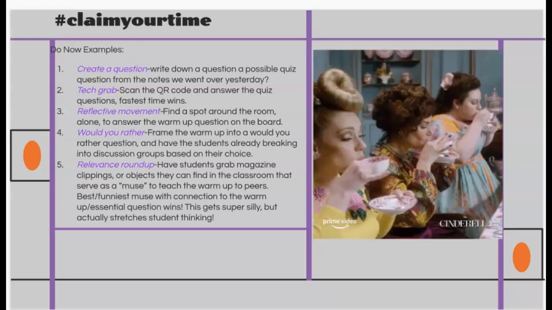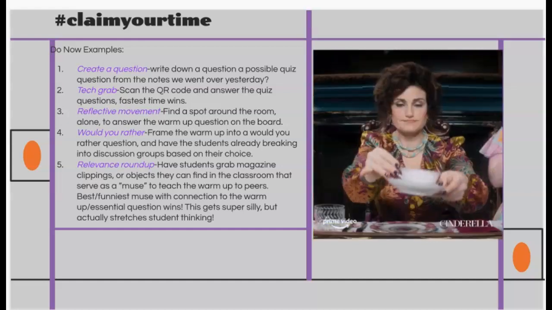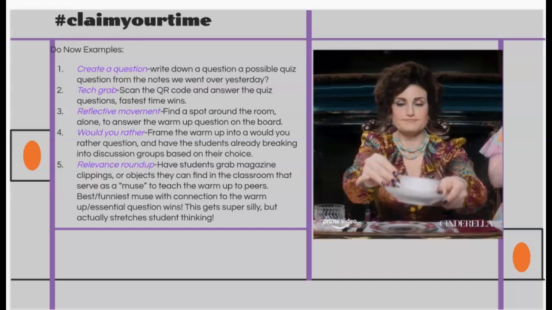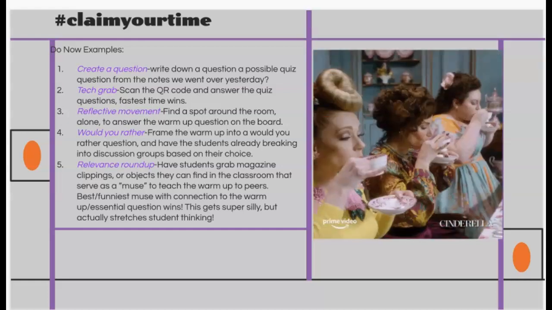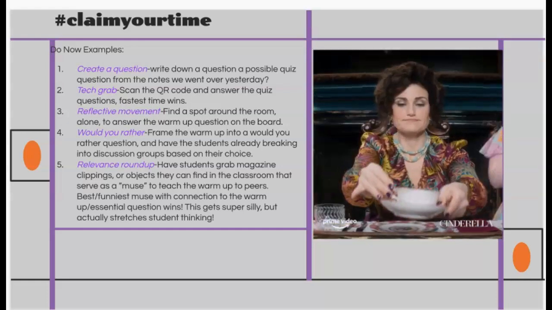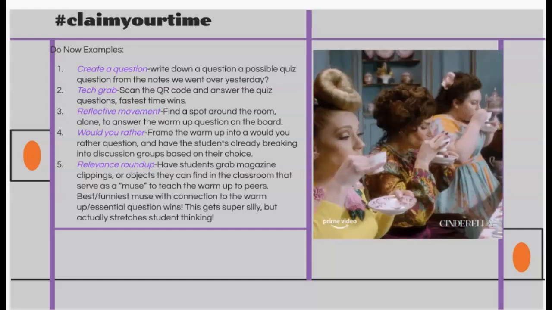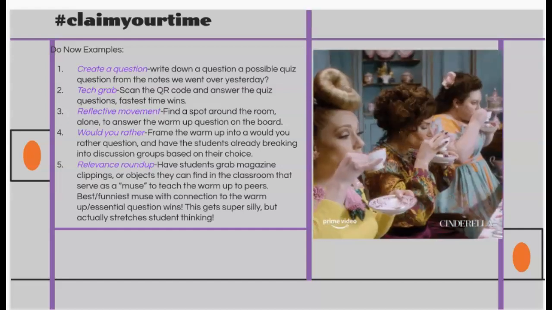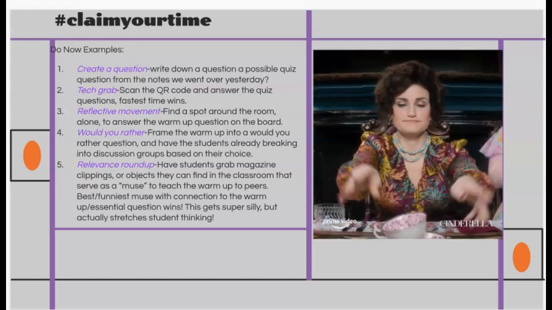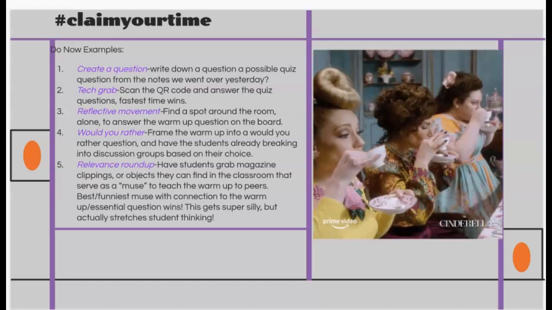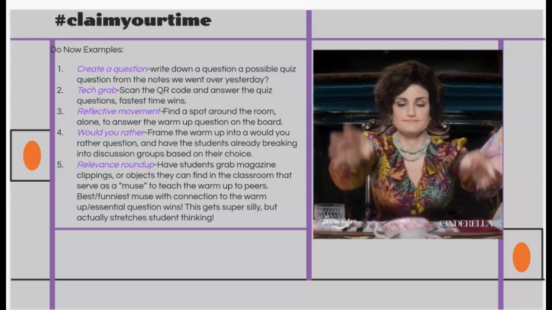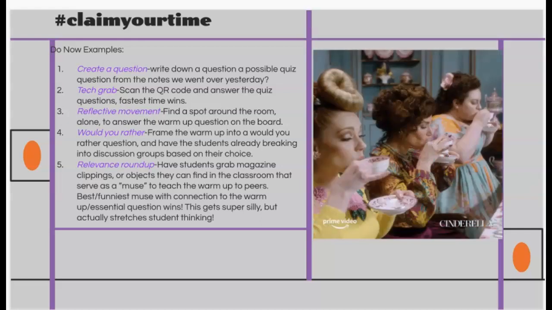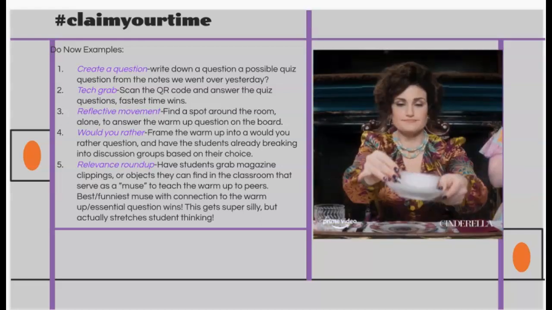A do now is not just a compliance and classroom management piece, but often sets the tone for student engagement. It allows for the teacher to maximize class time. On the slide, there are some examples of simple do nows that teachers have used over the years. One of my favorites being create a question. Have students open their notes and write down a possible quiz question from the information they learned yesterday.